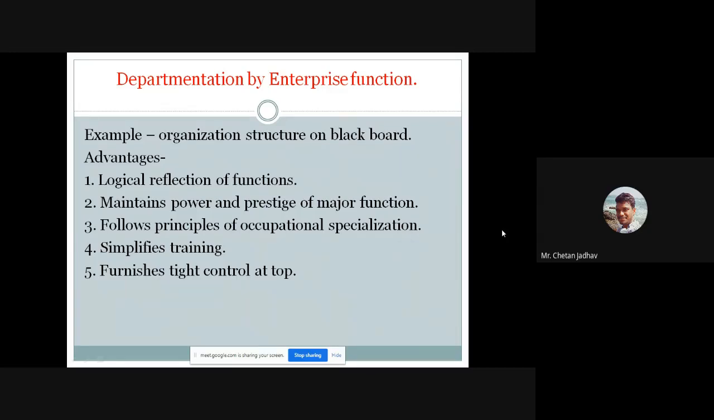And next is furnishes tight control at the top. This is a command purpose advantage, meaning we can easily take command and give command on each and every department as a top level manager, observing all the departments' performance. Okay, each and every employee's performance appraisal, and activities throughout this departmentation. So these are the major advantages of any departmentation by using these enterprise functions.